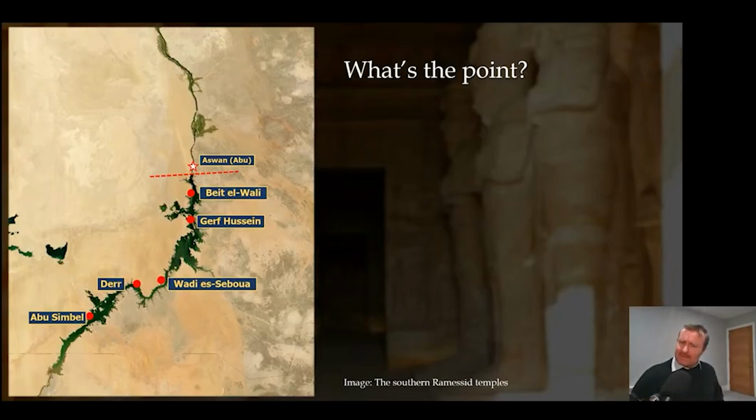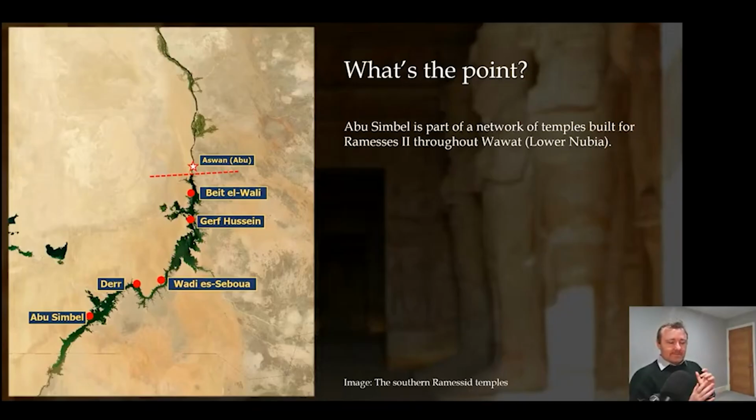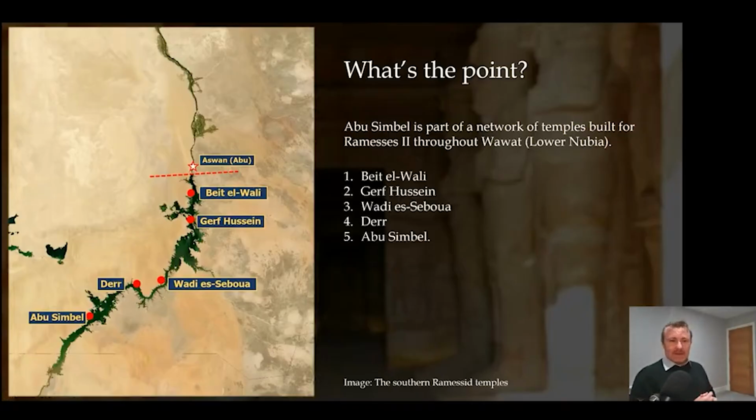So what's the point of these specifically? Why is Abu-Simbel here? Abu-Simbel is one of 5 temples that Ramesses II and his officials build in Lower Nubia, or Wawat, during his reign. The earliest one is in the north at a site called Beit el-Wali, and that was actually started by his father Seti, but then taken over and finished by Ramesses. The other 3 are called Gerf Hussein, Wadi es-Sebua, and Derr. And you don't need to remember those, but just remember there's 5 temples overall.